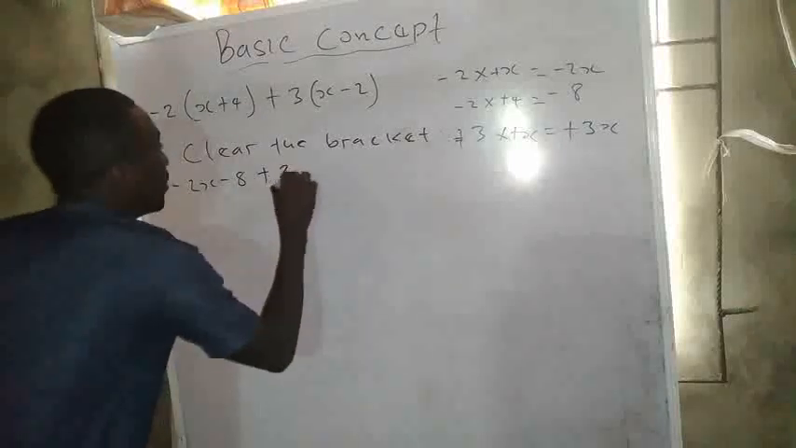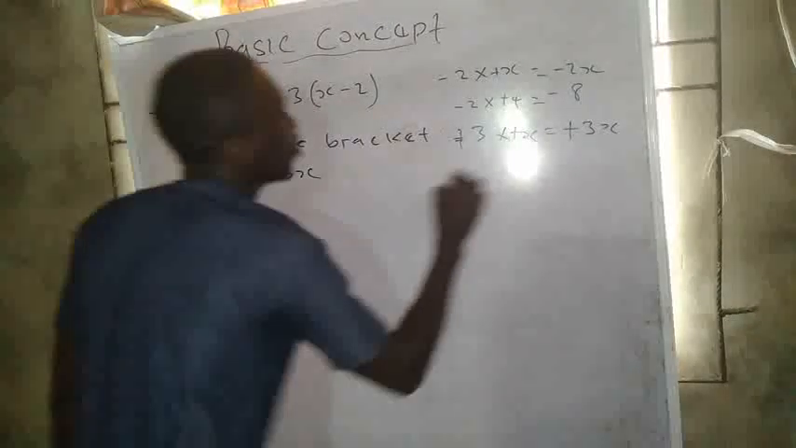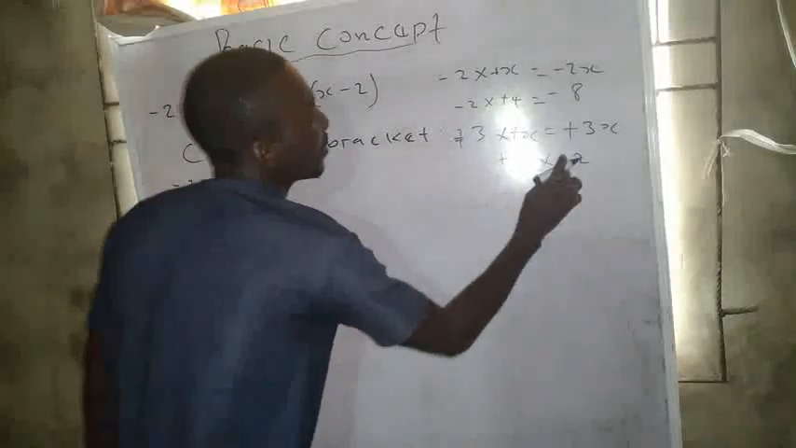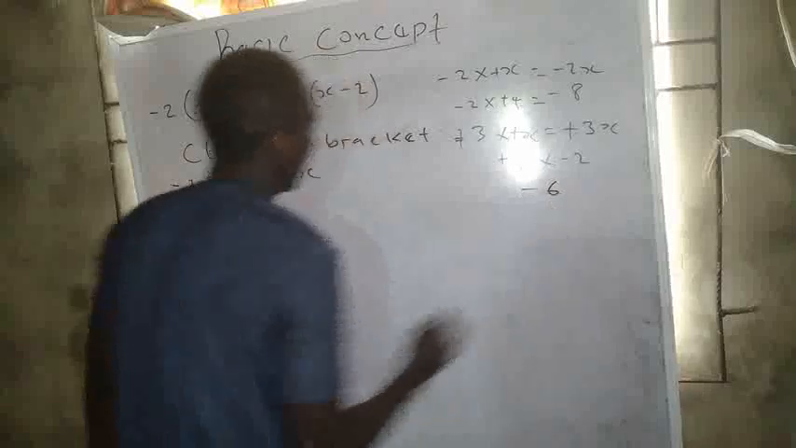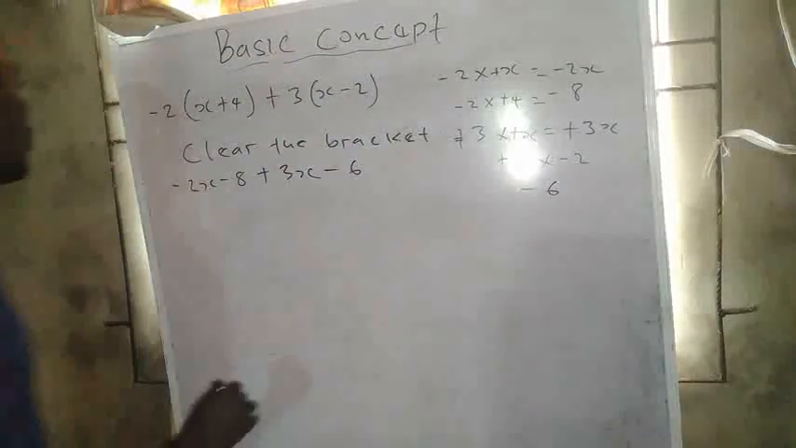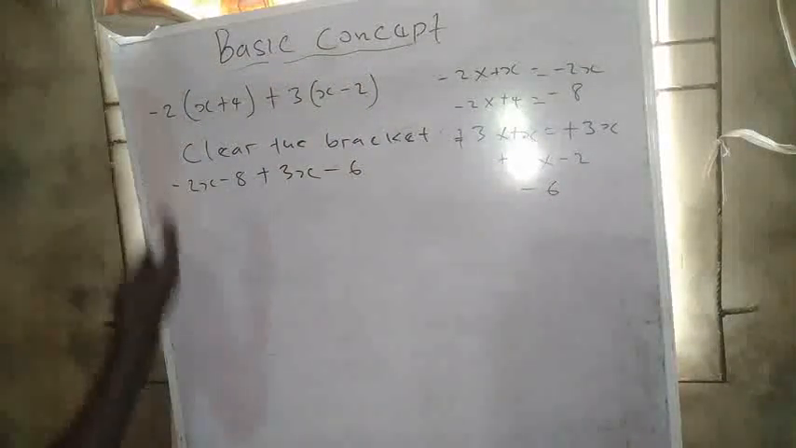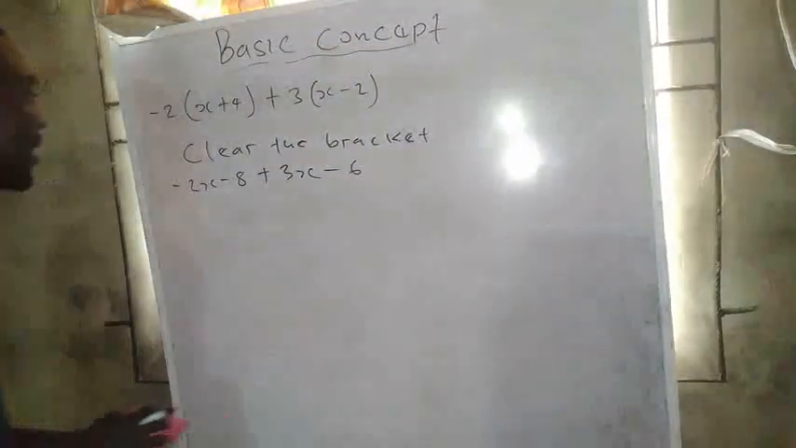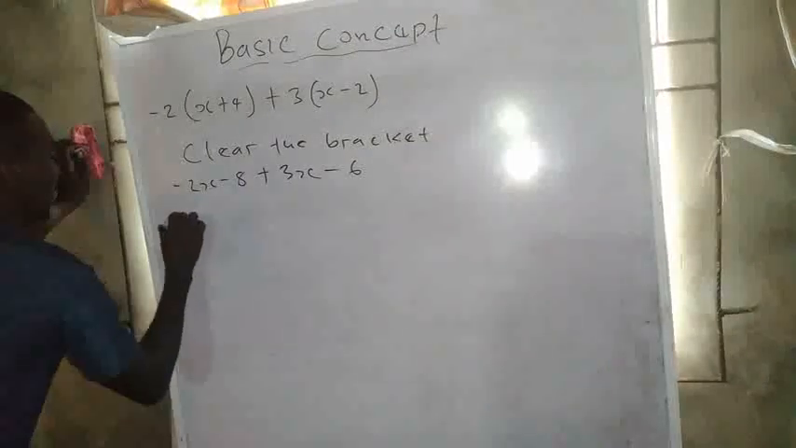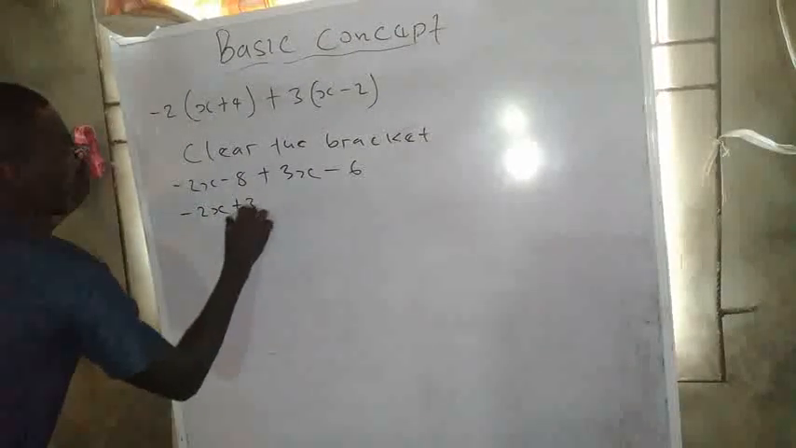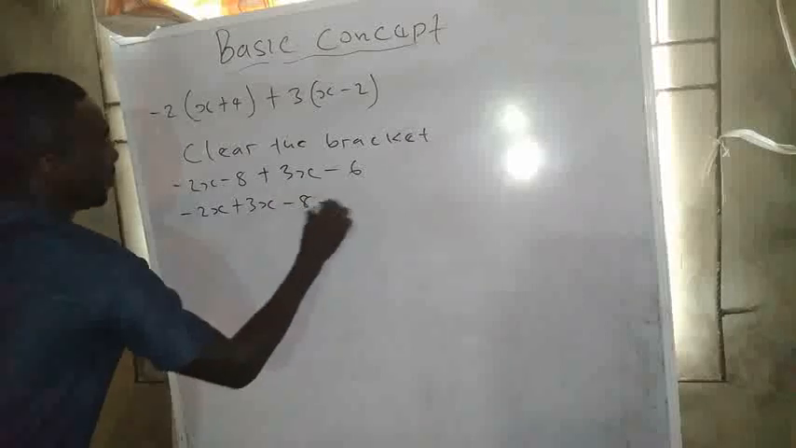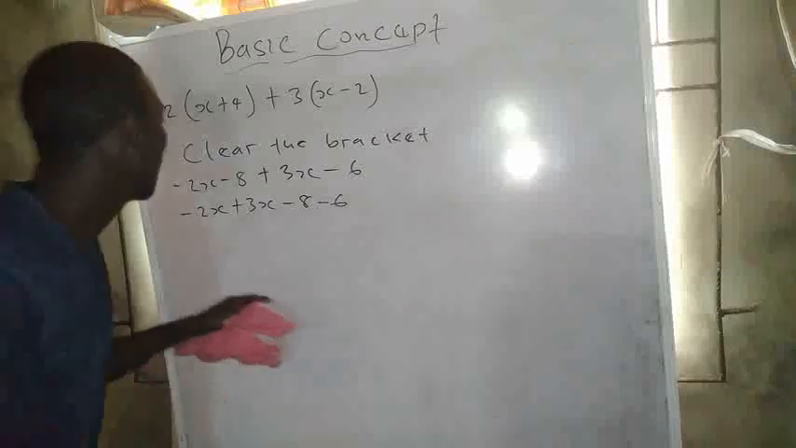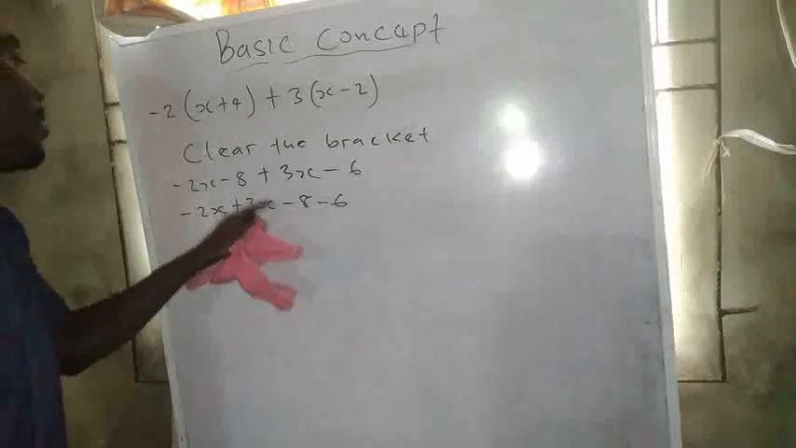And 3 times minus 2: plus times minus is minus. 3 times 2 is what? 6. That's minus 6. So the next step here now is to what? Collect the like terms. That's minus 2s plus 3s minus 8 minus 6. So we have it as minus 2s plus 3s minus 8 minus 6.